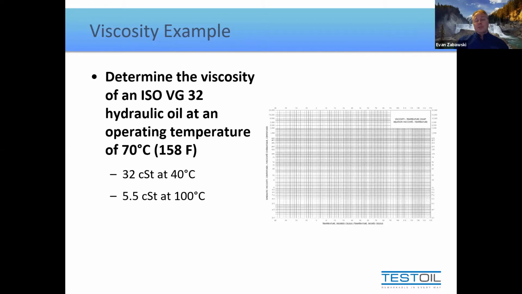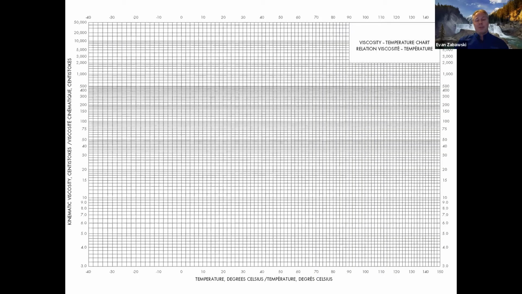If we assumed viscosity had a linear relationship with temperature, we would think then, and we know this is wrong, that the viscosity for this oil at that temperature should be 19 centistokes. Now, if we pull up a sheet of special paper, we can figure out what the real answer is. So what we do is take those two data points that you would find on a product data sheet and simply plot them.